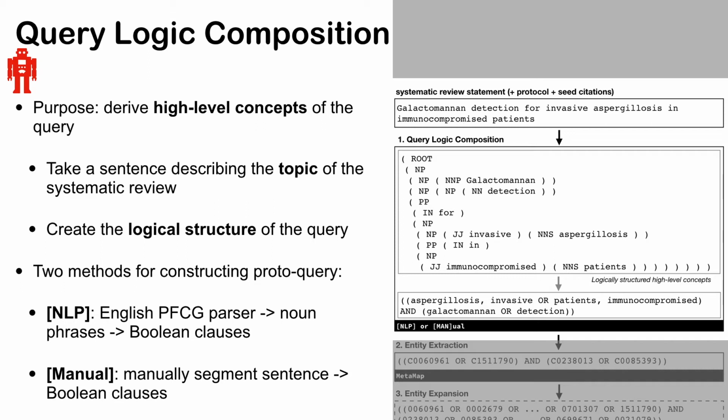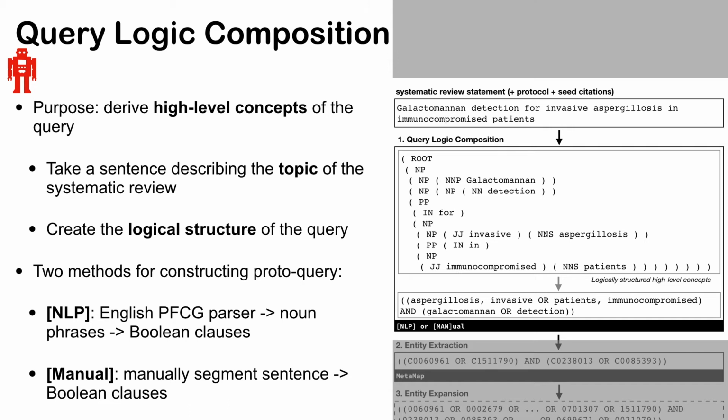The purpose here is to derive high-level concepts of the query from a statement to form a proto-query. A statement is fed in which describes the topic of the systematic review, and the logical structure of the query is produced. We define two methods for constructing this proto-query. An NLP approach, which uses an unlexicalized English probabilistic context-free grammar parser, which segments words from systematic review statements into noun phrases, and these noun phrases are then used to construct the intermediate Boolean clauses of the proto-query.